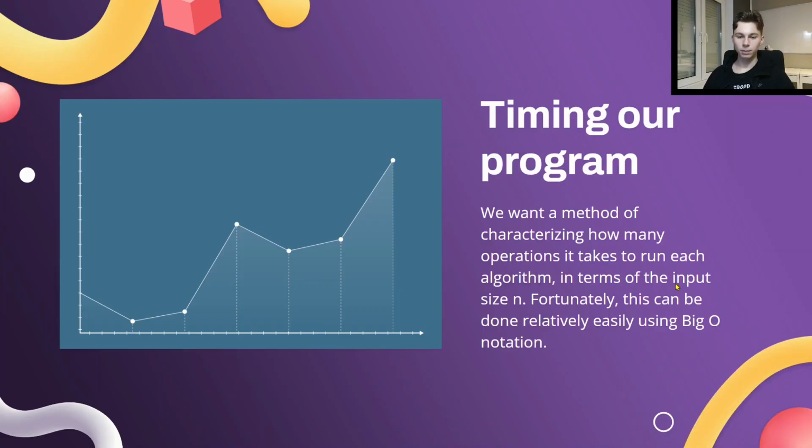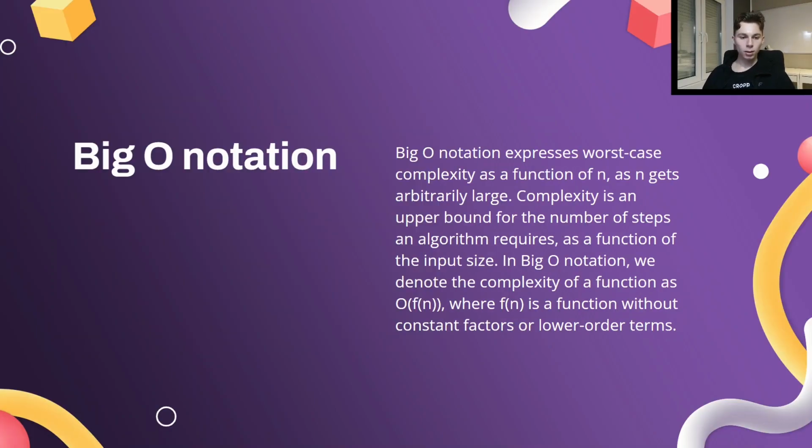Timing your program. We want a method of characterizing how many operations it takes to run each algorithm in terms of the input size n. Fortunately, this can be done relatively easily using big O notation. What's a big O notation, you may ask? Well, big O notation expresses worst case complexity as a function of n, as n gets arbitrarily large. Complexity is an upper bound for the number of steps an algorithm requires as a function of the input size.